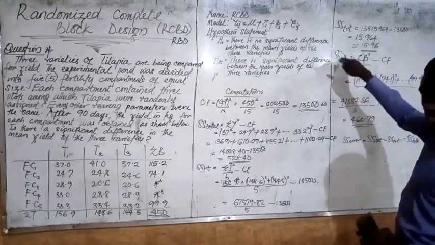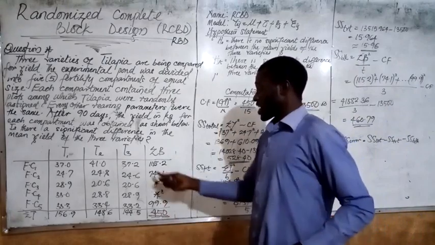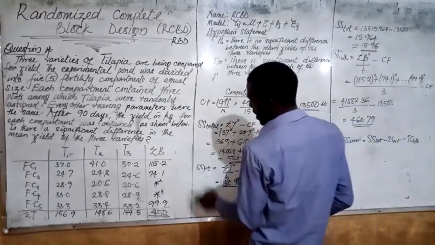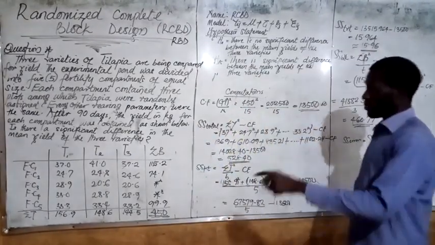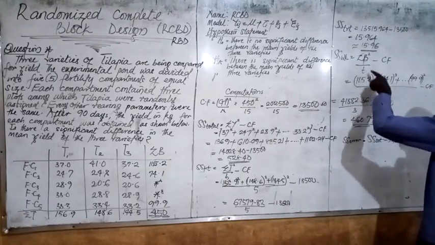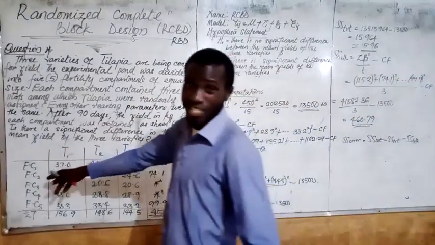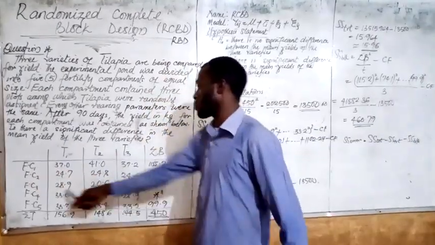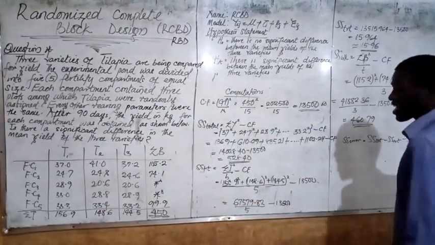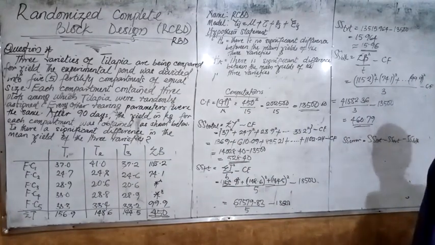Then the next is the SS block. You take the square of all of the sums of the blocks, and you subtract the correction factor, and you divide that first by 3, because the blocks are repeated treatment number of times. This block is repeated 1, 2, 3. This block is repeated 1, 2, 3. So you are dividing by the replicate, that's 3, because there are three treatments. So you have this over this minus this, and you get 460.79.